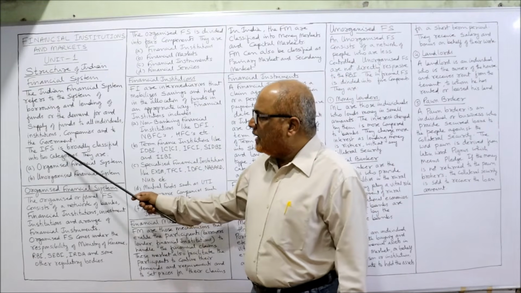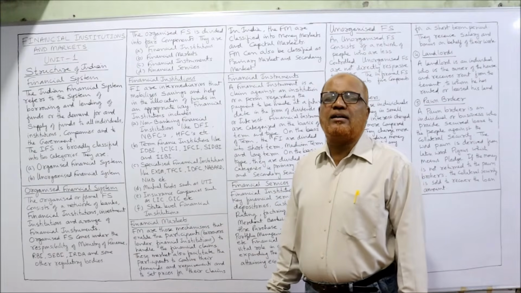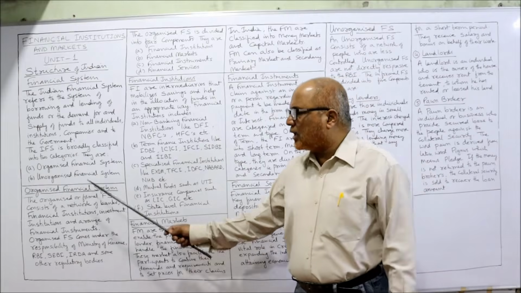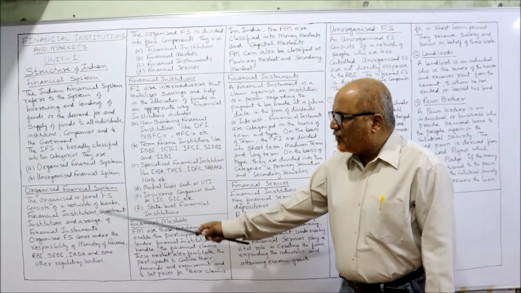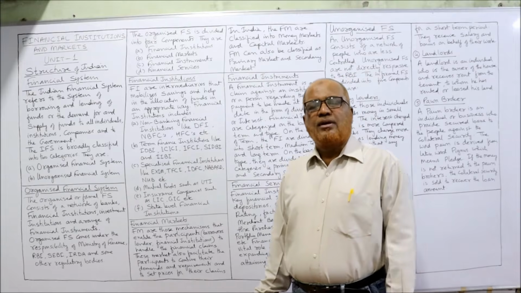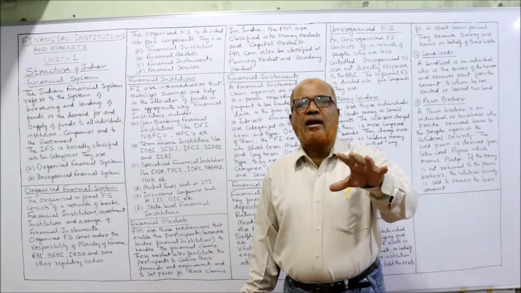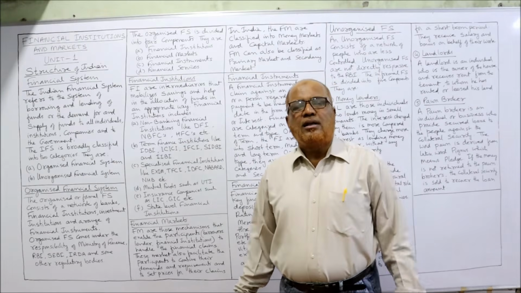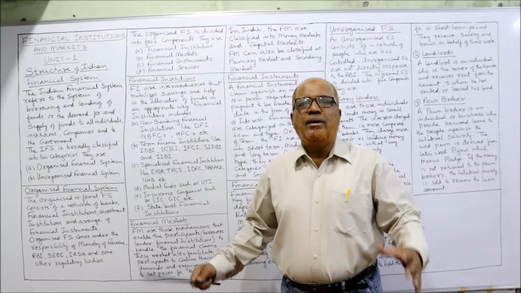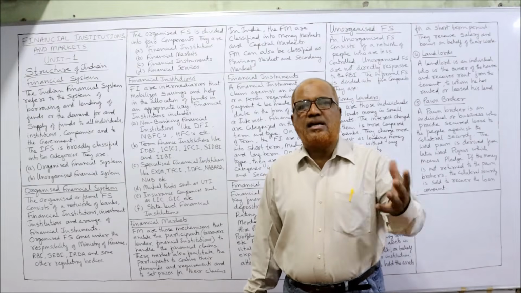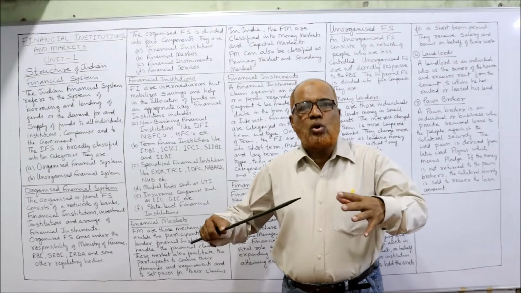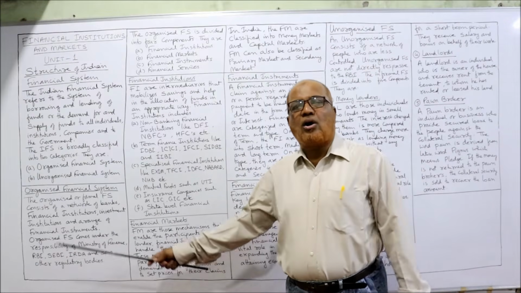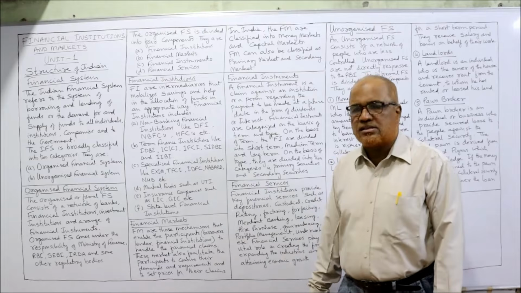And the Indian financial system is broadly classified into two categories: organized financial system and unorganized financial system. First of all, organized financial system. It's a system which is completely regulated and controlled by the regulatory authorities. The regulatory authorities are the Ministry of Finance, RBI, SEBI. Apart from that, so many regulatory bodies are there which govern the organized financial system.